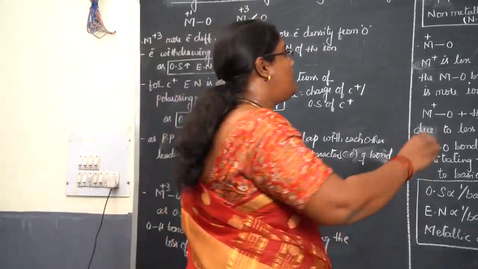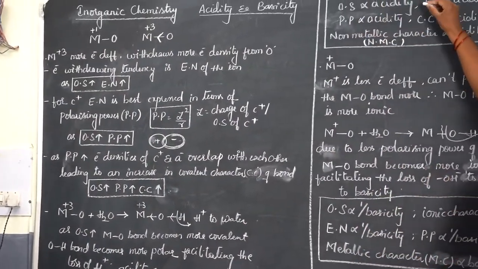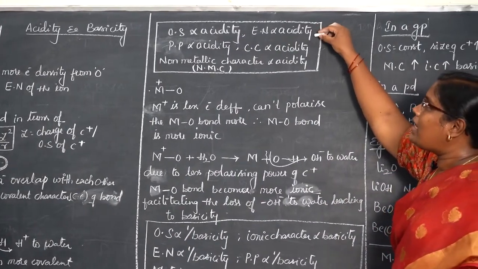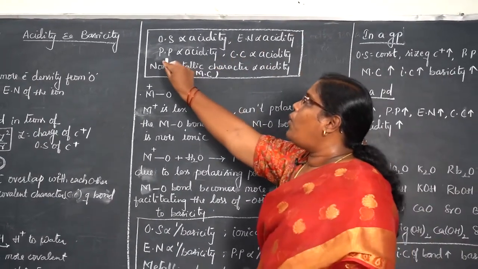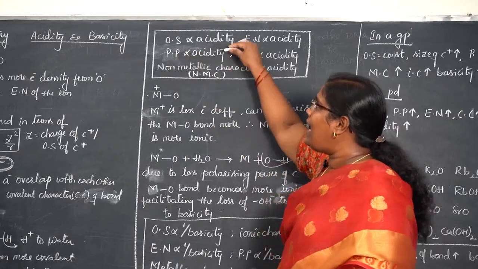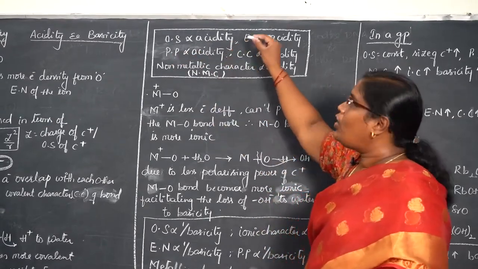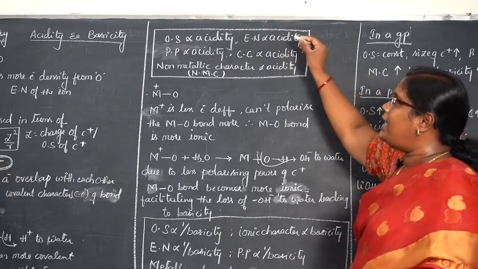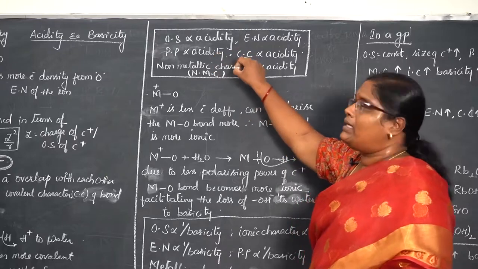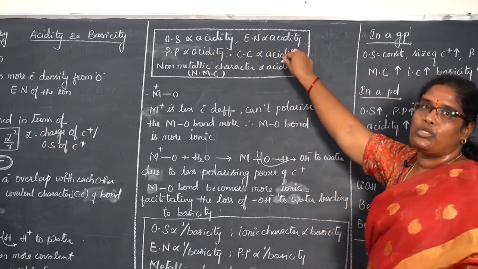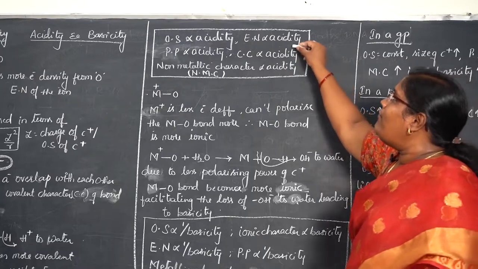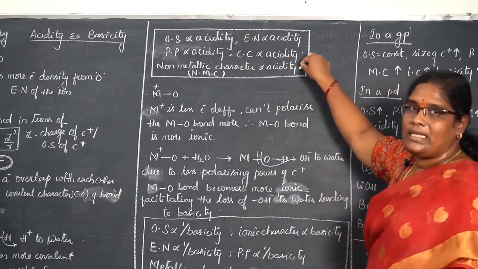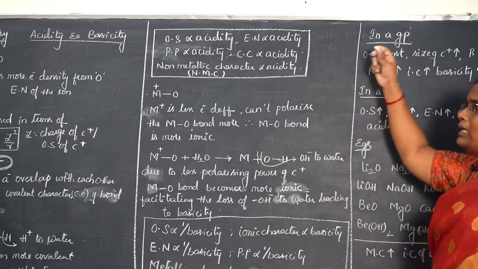That is, oxidation state is directly proportional to acidity. Electronegativity is directly proportional to acidity. Polarizing power of the cation is directly proportional to acidity. Covalent character of the bond is directly proportional to acidity. Non-metallic character of an atom is directly proportional to acidity. So we can select any one of these factors and correlate it to acidity depending upon the examples given to you.